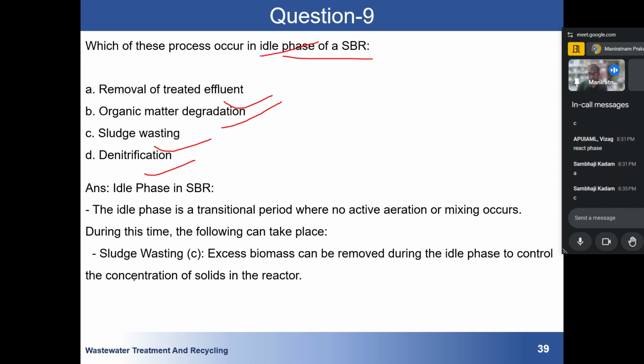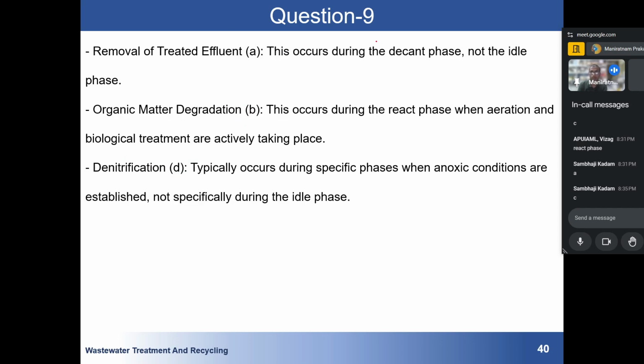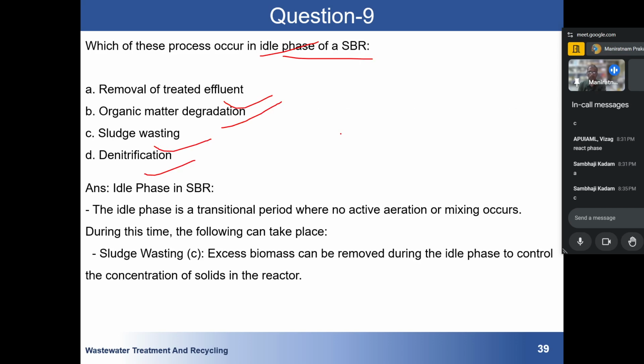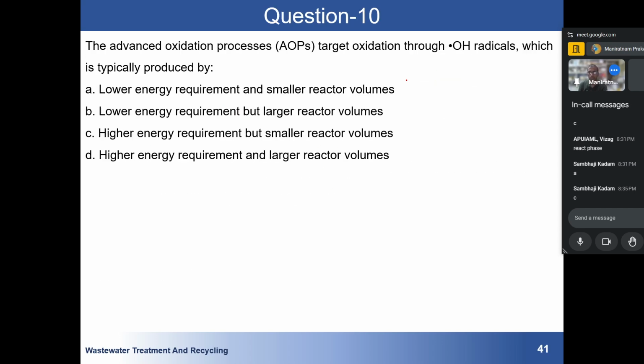So the idle phase is a transfer phase where no active aeration or mixing occurs during this phase. So yes, C is the correct answer. Excess biomass can be removed during this idle phase to control the concentration of solids in the reactor. Removal of treated water occurs during the decant phase. This occurs during the react phase. This also occurs during the react phase only. Okay, so I hope this was a very easy question, and I hope this is okay with you.